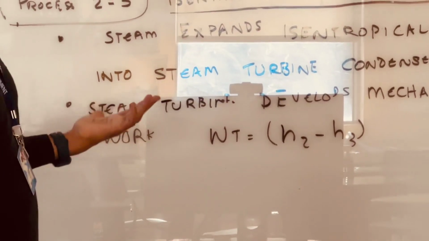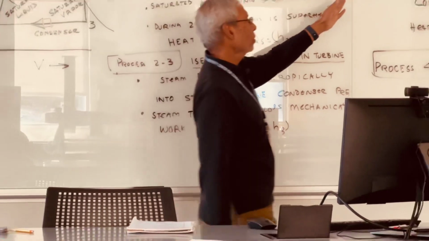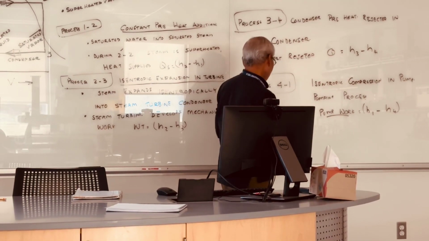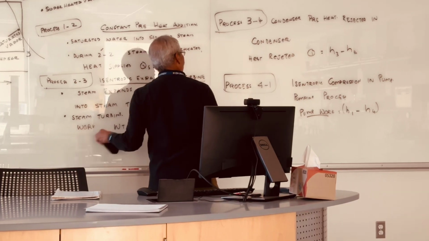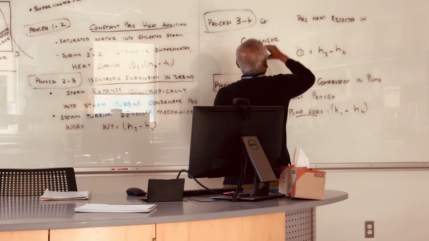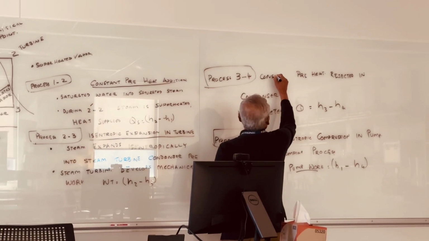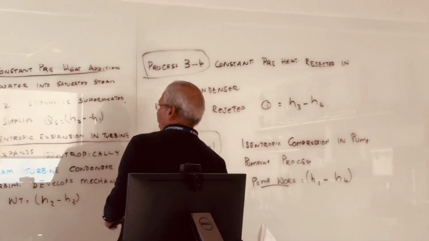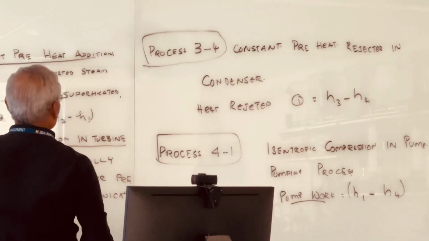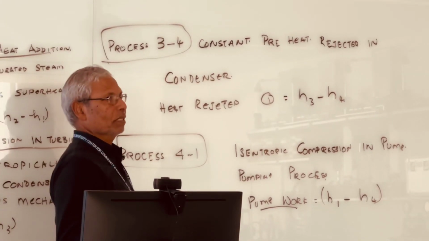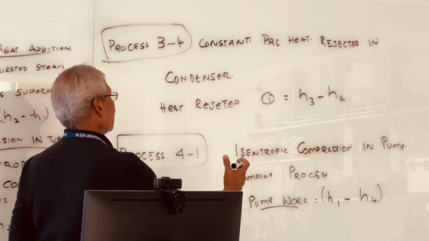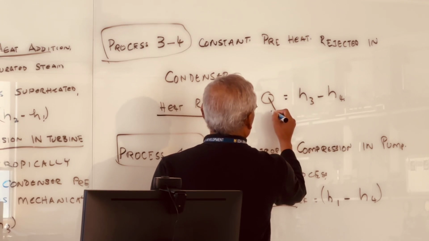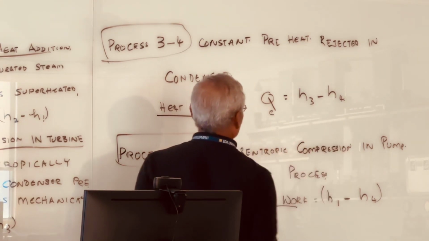Now the last two processes left. Process 3-4 is a constant pressure heat rejection, happening in the condenser. This is our condenser area, and that's where it happens. That means whatever heat is left after expansion in the turbine is rejected. To calculate that, you use this formula for heat rejected: Q in condenser is H3 minus H4.